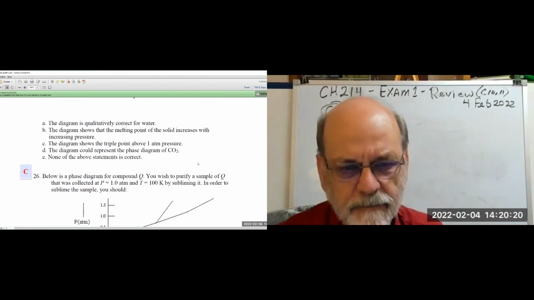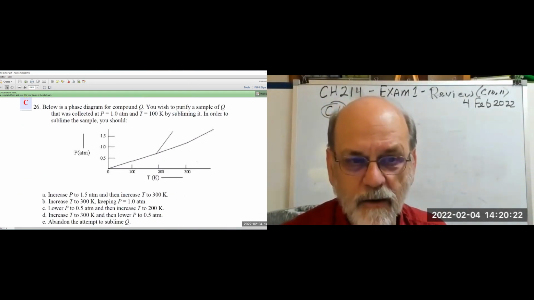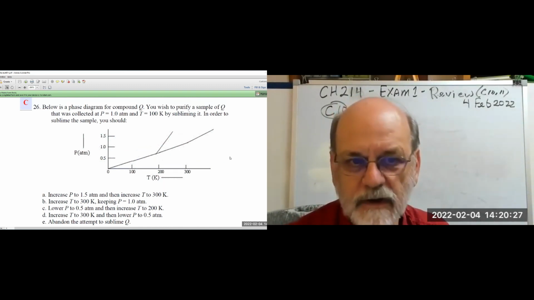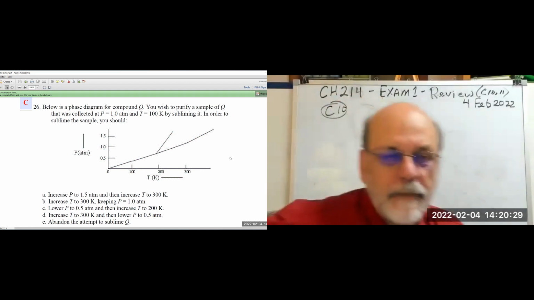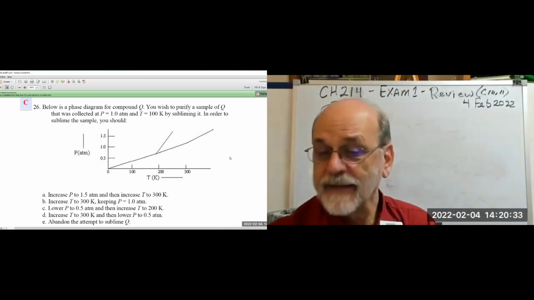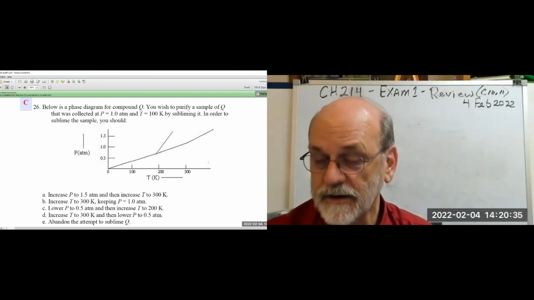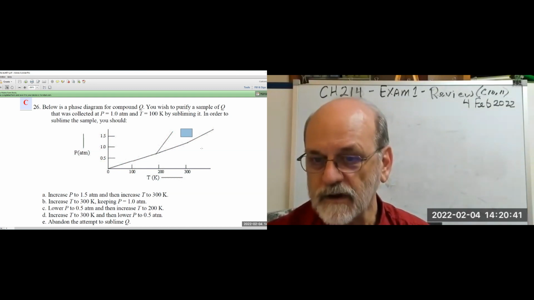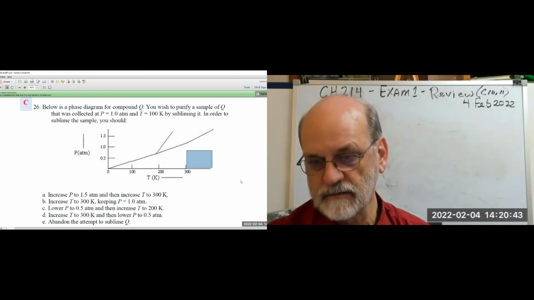26. Oh, another phase diagram. Let's see. Yep, we got everything in frame. Below is a phase diagram for compound Q. It doesn't tell us solid, liquid, gas, so we have to assume that this space over here is solid, this space is liquid, and this space is gas. Okay.